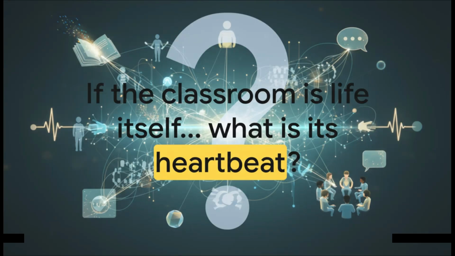Which brings us to a final thought. If we start to think of the classroom not as a factory, but as a living system, a microcosm of life itself, it really forces us to ask a new question. What is its heartbeat? Is it the curriculum? Is it the test scores? Or is it the empathy, the collaboration, and the shared human journey of learning together? That's really what this model asks all of us to think about.